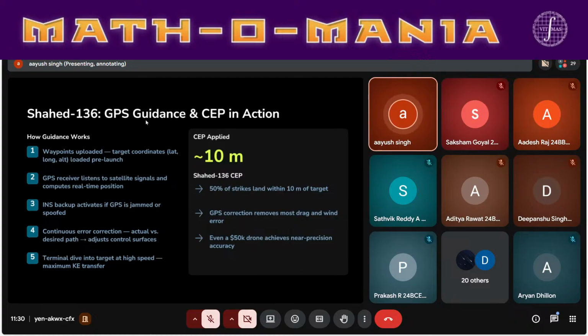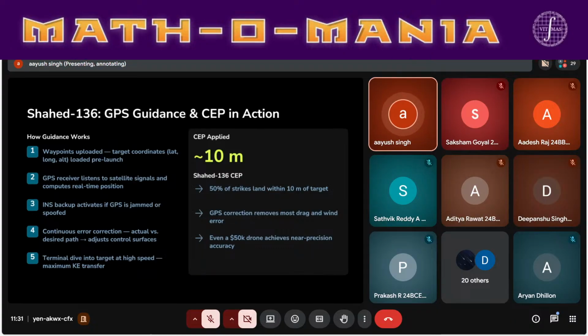So how does this guidance work? So pre-launch, the exact location is uploaded inside the drone. These GPS receivers listen to the satellite signal and compute the real-time position as we have discussed in the previous slides. Then the INS backup arrives if the GPS is jammed or spoofed by the defender country. It continuously corrects its error and continuously adjusts its position. After it reaches the desired area, it does a terminal dive into the target at high speed for maximum kinetic energy transfer, and then it explodes its warhead.